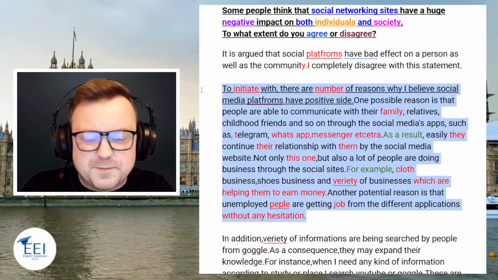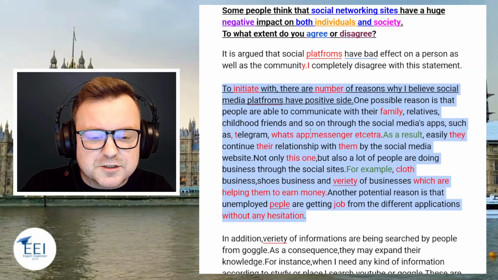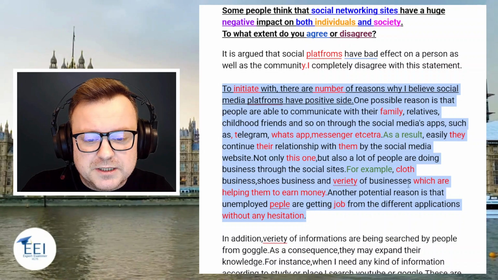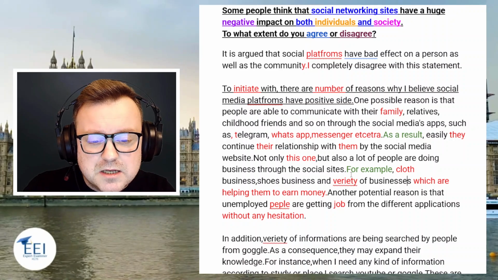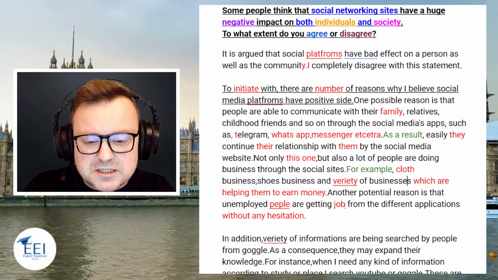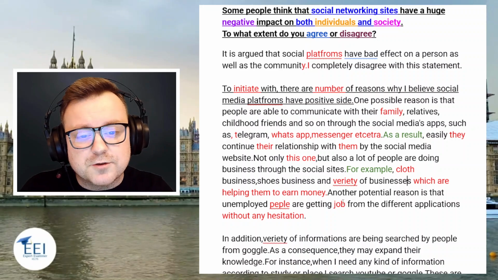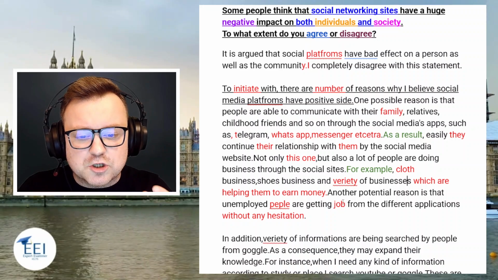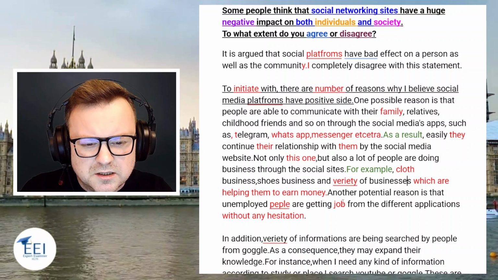So, okay, body paragraph. I'm quite clear on the candidate's views of the benefits of social media, that he says that it can help us to keep in touch with our friends and family, it can help businesses to make money, and also it can help people to find a job. So there are 3 benefits of social media here.